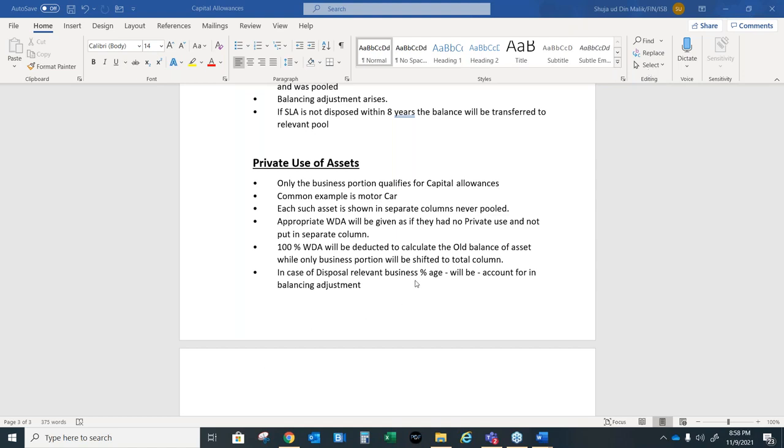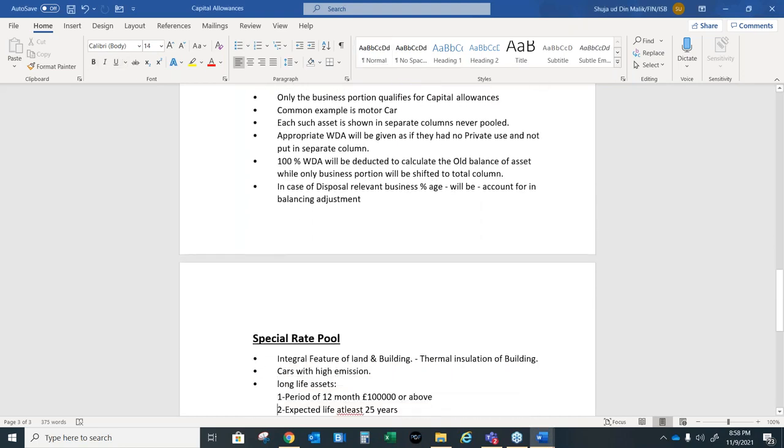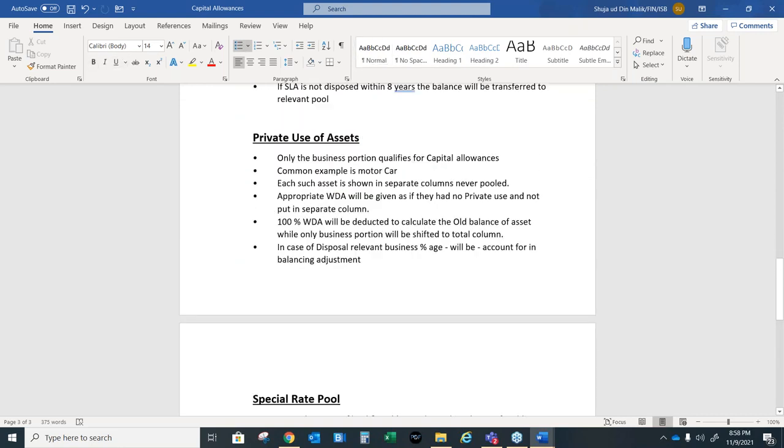In case of disposal, the business percentage will be accounted for in the balancing adjustment. Ravi, I will be coming to the balancing adjustment once I am done with this.